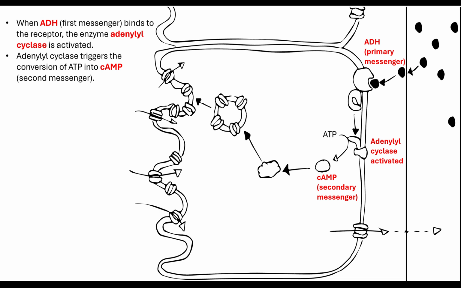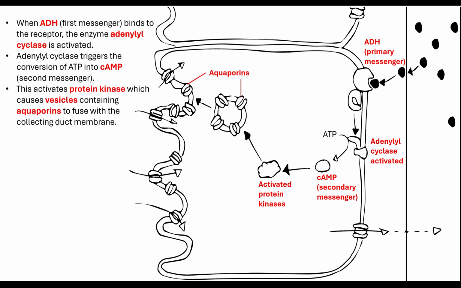We are talking about one hormone, ADH, the primary messenger. We have now activated enzymes to create a secondary messenger inside the cell, because remember, if ADH is a peptide hormone, it cannot cross the phospholipid bilayer. So we need a secondary messenger inside to then activate other proteins. So this is going to activate protein kinases. And when you do module 6, you're going to learn about post-translational modification. This is an example of post-translational modification, where cyclic AMP is going to activate protein kinases.